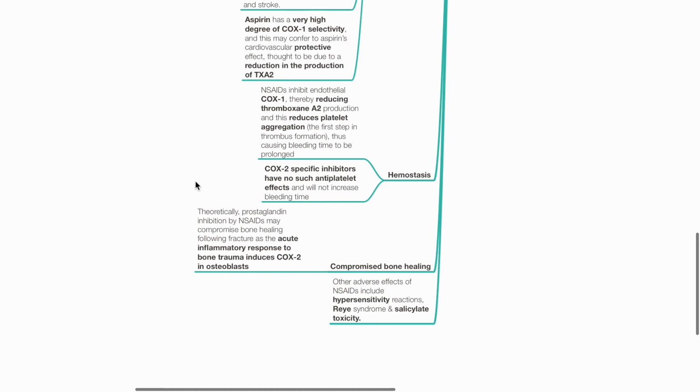Compromised bone healing. Theoretically, prostaglandin inhibition by NSAIDs may compromise bone healing following fracture, as the acute inflammatory response to bone trauma induces COX-2 in osteoblasts. Other adverse effects of NSAIDs include hypersensitivity reactions, Reye syndrome, and salicylate toxicity.